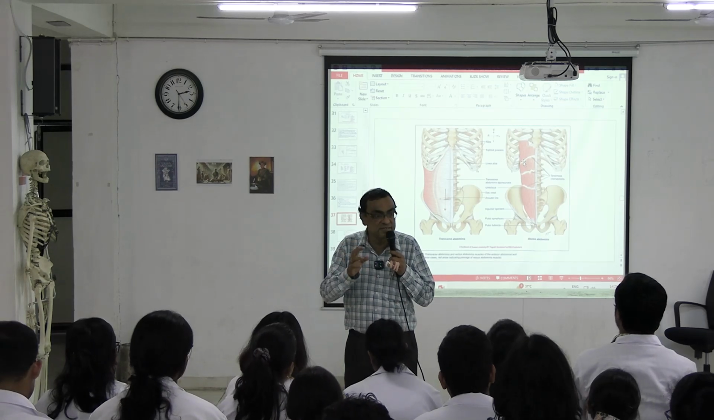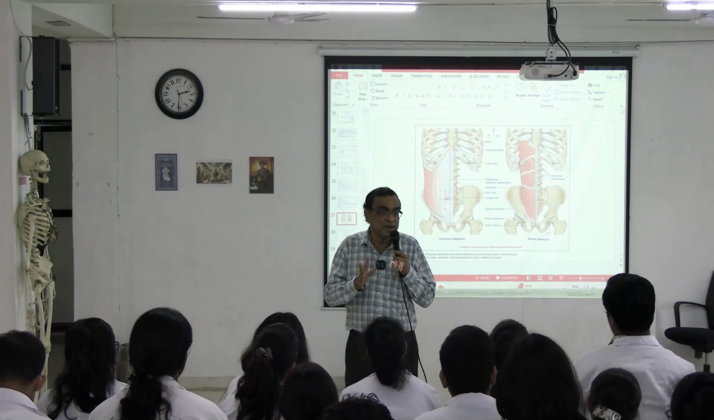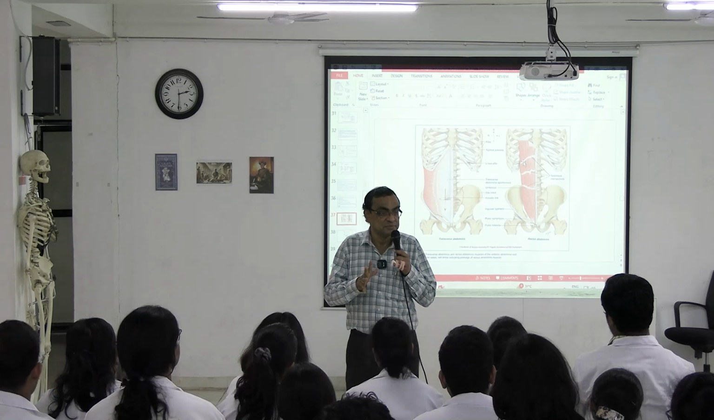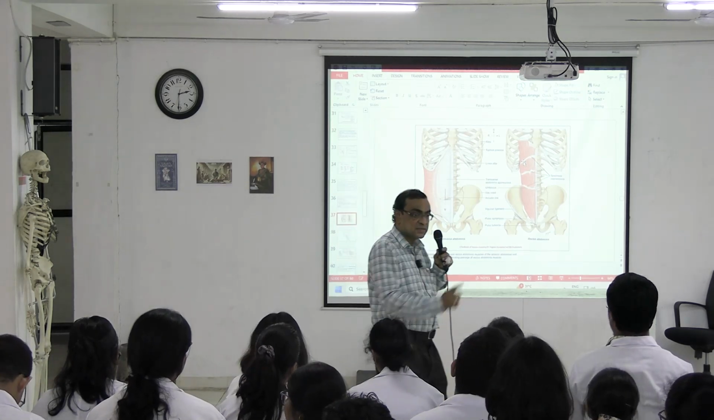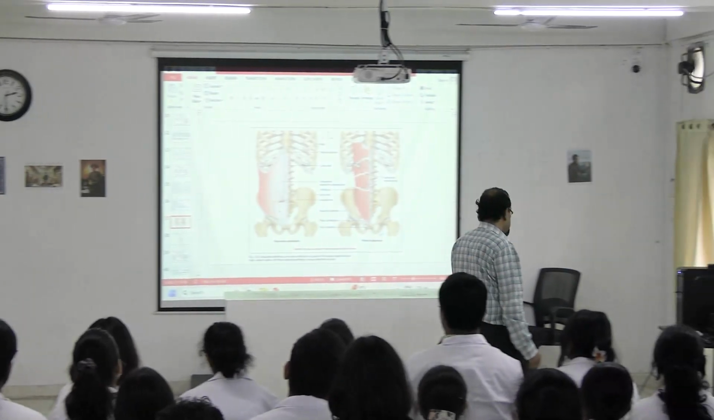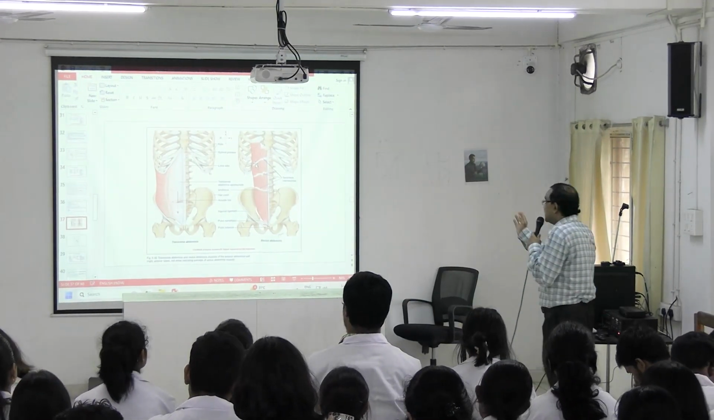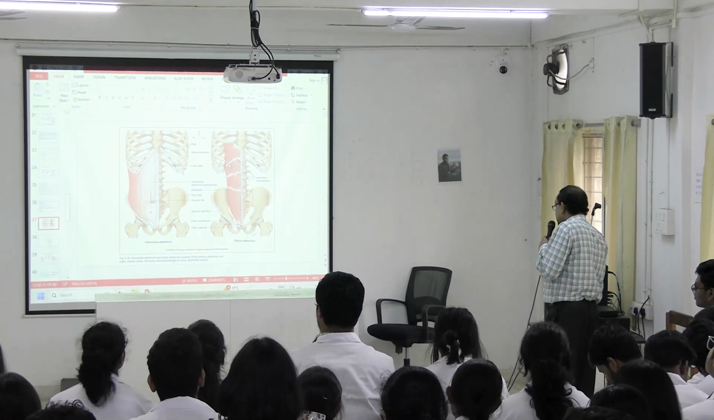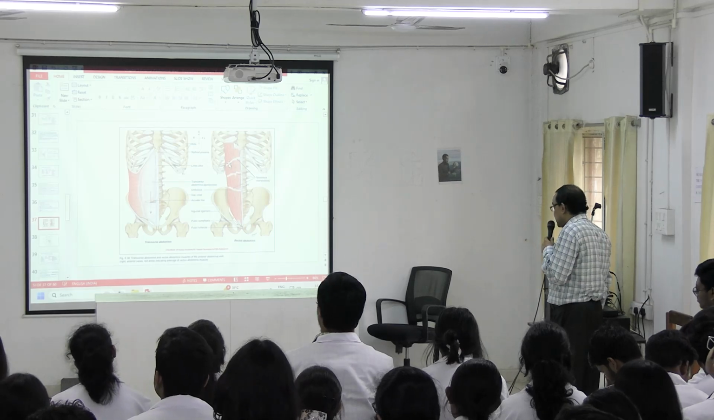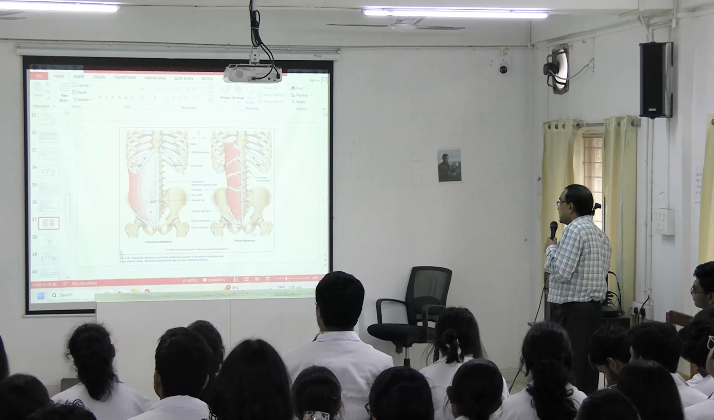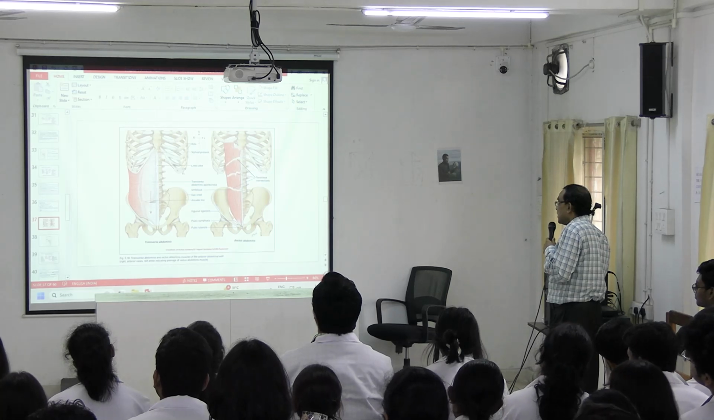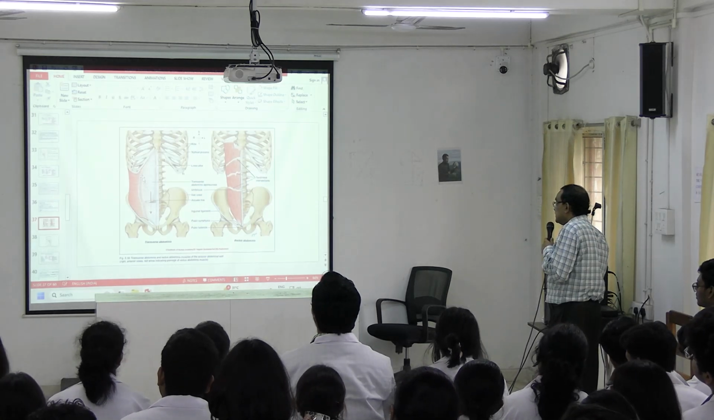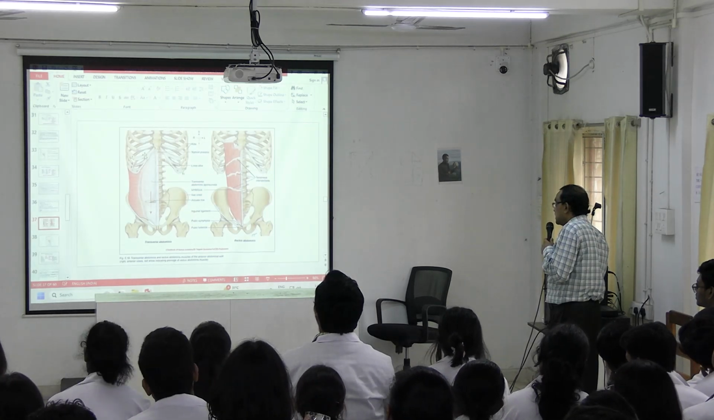So when we are dissecting, we can find there is an obstruction. Okay, so we have to remove the obstruction, and we can see this tendinous intersection. And if we remove this muscle, then we can get this area. This is the posterior wall.